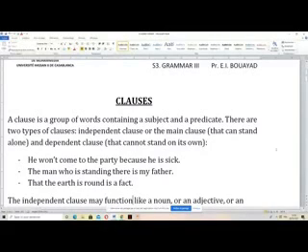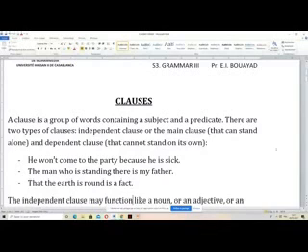Just to summarize, the elliptical clause is an incomplete clause. It is incomplete. That is, you find the missing word within the clause, as we shall see in a while. Okay, so this is it.